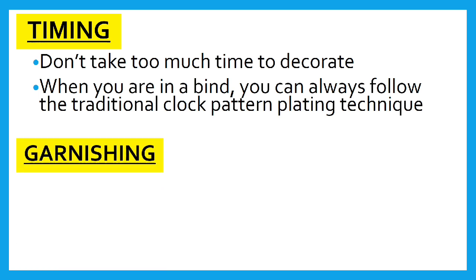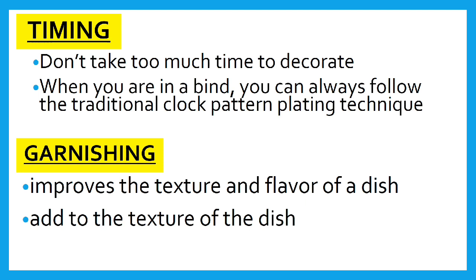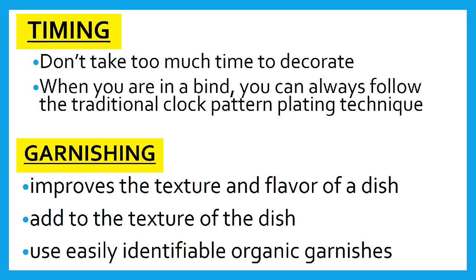Garnishing. The garnishing process improves the texture and flavor of a dish. Though it sounds simple, this food presentation technique also requires care and precision. The taste and feel of the garnish will add to the texture of the dish. And you can use easily identifiable organic garnishes whenever possible, to avoid the hassles of removing it before serving it to customers.